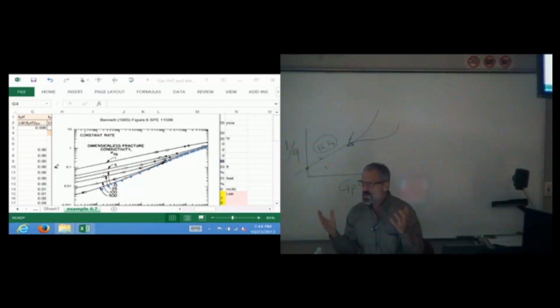Okay, so I think the original question, the reason we brought up this graph, someone wanted to know why it was infinite conductivity. But I'm glad we went to the textbook and showed how we could get an estimate.